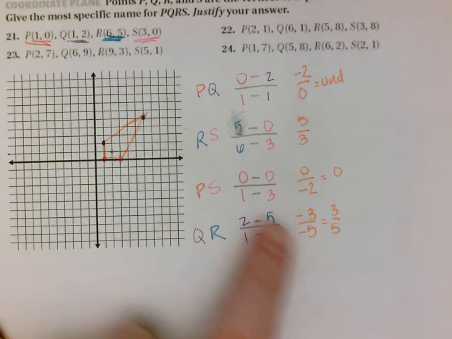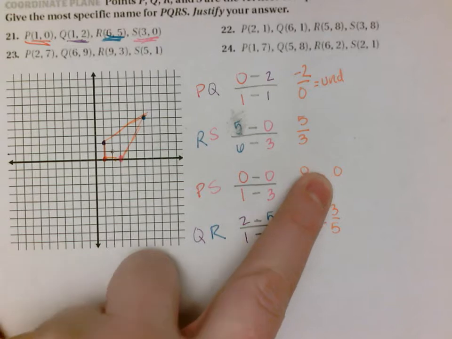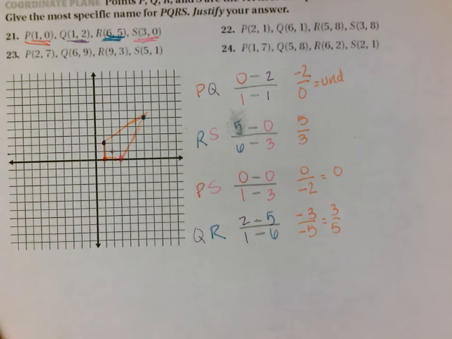Okay, so undefined and 0 are slopes that are perpendicular. Perpendicular slopes allow you to know that you have some 90 degrees going on because they're perpendicular lines. Excuse me, I was trying to double check my notes here. And then the other 2 slopes, they aren't the same. They're not opposite reciprocals. They don't have anything to do with each other, so don't really care about them.